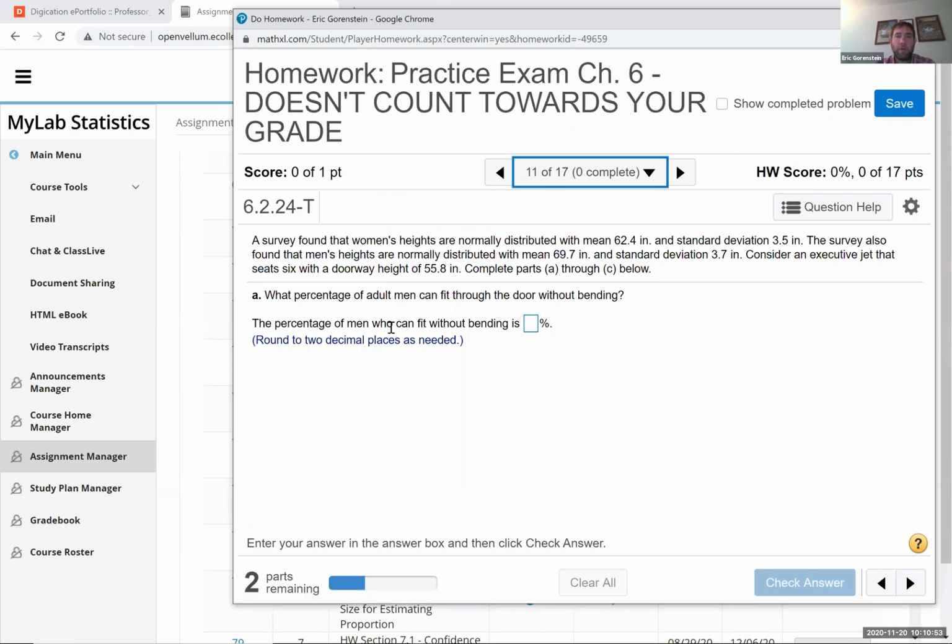Okay, so here's a problem from section 6.2. You're given that women's heights are normally distributed with a mean and standard deviation, also the men's mean and standard deviation. Consider an executive jet that seats 6 with a doorway height of 55.8. So you're given one specific value. In this problem, you could plug these given numbers directly into Excel, stick with X values, or you could convert them to Z scores and do it that way. Personally, I would say stick with X values because that's what's given.